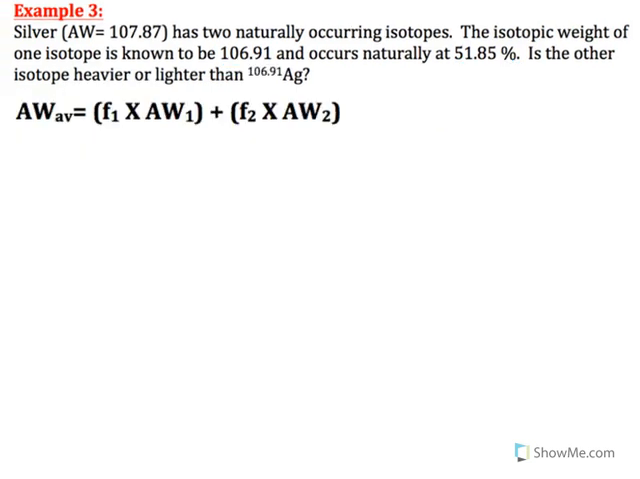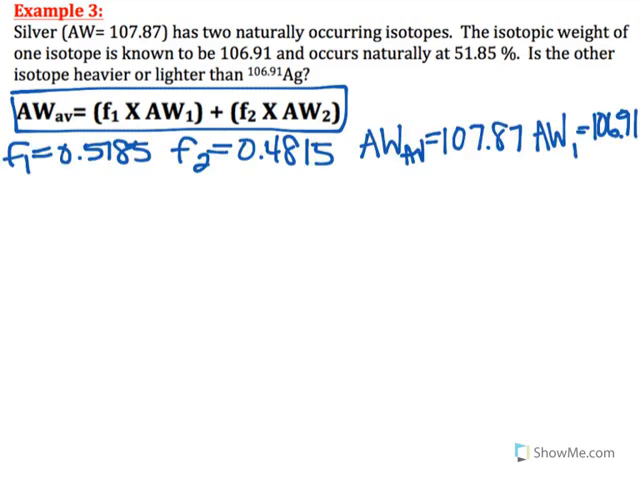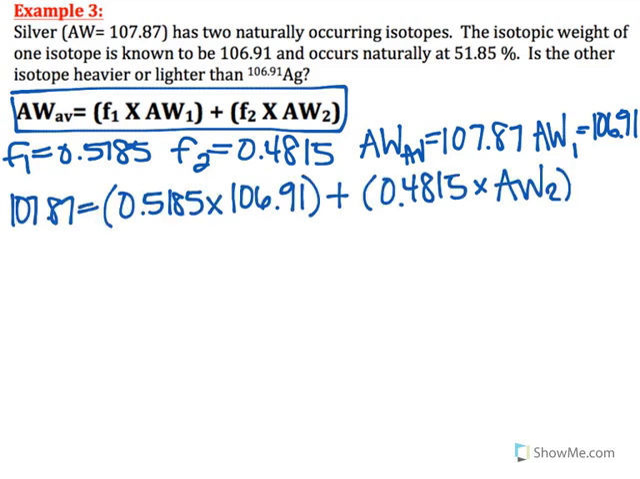We can now plug this information into our formula from Module 5, and I'm just going to write down the givens from before. We know that F1 equals 0.5185, F2 equals 0.4815, the average atomic weight is 107.87, and the atomic weight of isotope 1 is 106.91. So let me just plug that into this equation. Just plugging and chugging, I get this equation. And remember that these need to be in either decimal or fraction form. Do not put it in as the percentage whole number like this.